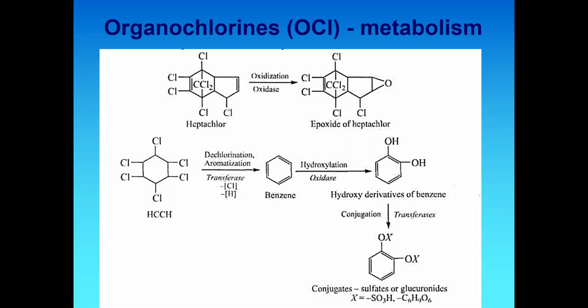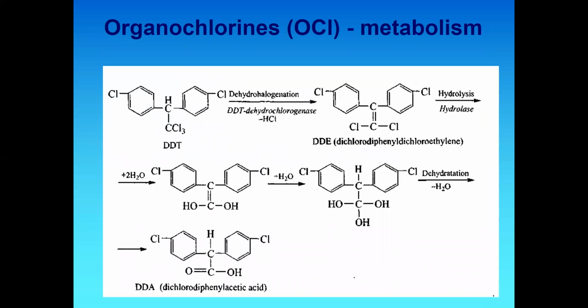Metabolism. The main way of metabolism of heptachlor is oxidation. The main ways of metabolism of the pesticide HCCH are dechlorination, hydroxylation, conjugation. The main ways of metabolism of DDT are dehydrochlorination and hydrolysis. The main metabolite is DDA, dichlorodiphenylacetic acid.